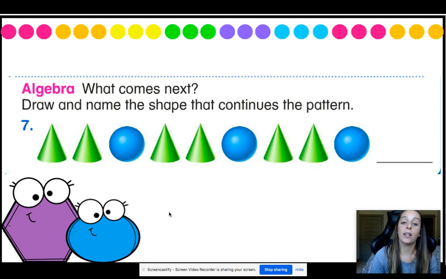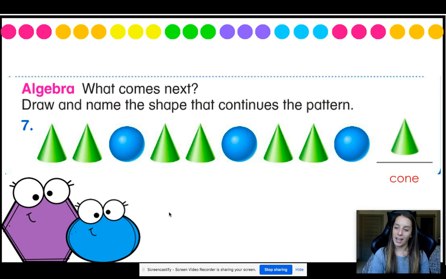Number 7, it says what comes next. So just like with shapes, where you can find a pattern using our plane shapes, you can also do the same thing for our solid shapes. So a pattern, just as a reminder, boys and girls, is something that repeats over and over and over again. So looking at the pattern that we have here, I have cone, cone, sphere, cone, cone, sphere, cone, cone, sphere. Take a minute to think what would come next in our pattern. Shout out your answer. I hope that you all said cone.